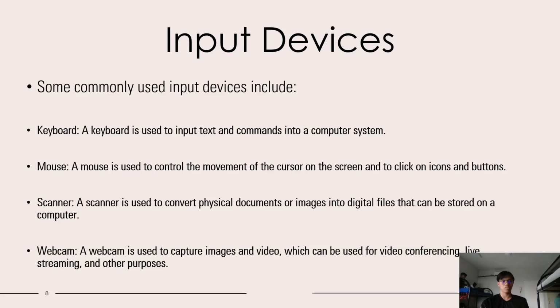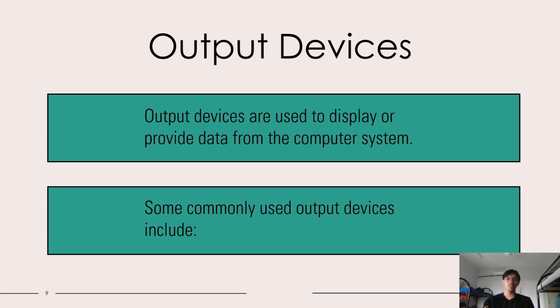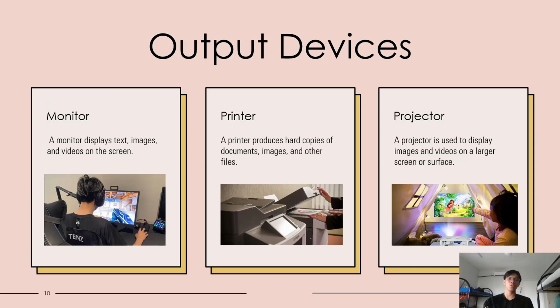Output devices. Output devices are used to display or provide data from the computer system. Some commonly used output devices include monitor, printer, and projector. A monitor displays text, images, and videos on the screen. A printer produces hard copies of documents, images, and other files. A projector is used to display images and videos on a larger screen or surface.